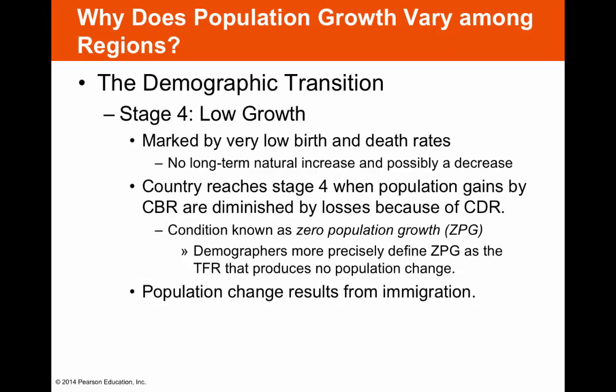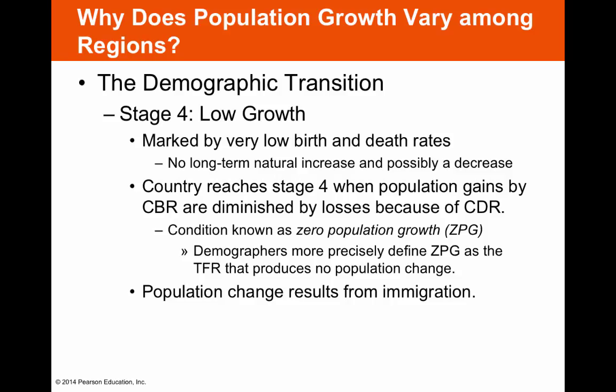Okay, stage 4, this is low growth. It is marked by very low birth and death rates. Because we have low birth and death rates, we don't have a long-term natural increase. We might even have a possible decrease. Countries reach stage 4 when the population gains by the crude birth rate are diminished by losses because of the crude death rate. So we actually have more people dying than people being born.